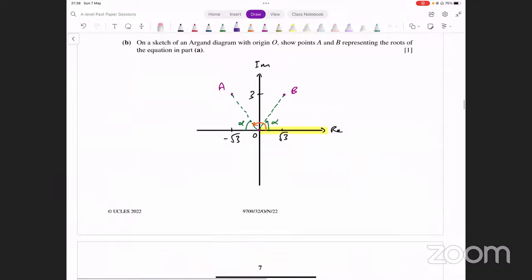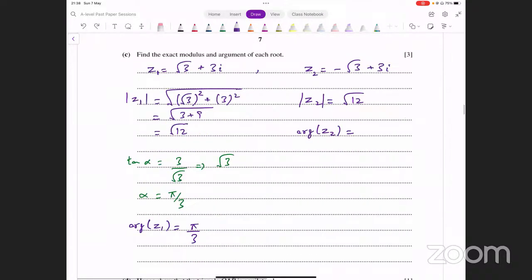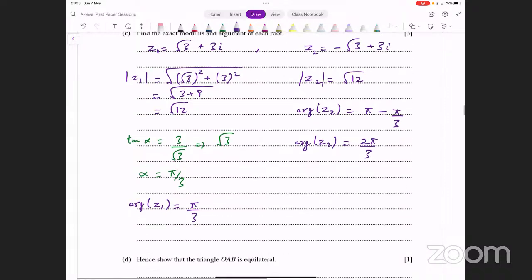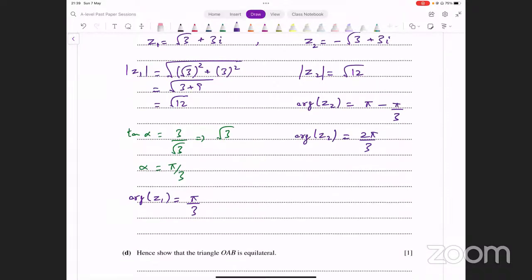If this angle is pi over 3, what about the remaining angle? Right side, that's going to be pi minus pi over 3, which is 2 pi over 3. This is the argument of the second root that we have. ठीक है, दोनों का मॉडुलस स्क्वायर रूट ऑफ 12 है. Arguments क्या है? Pi over 3 and 2 pi over 3.